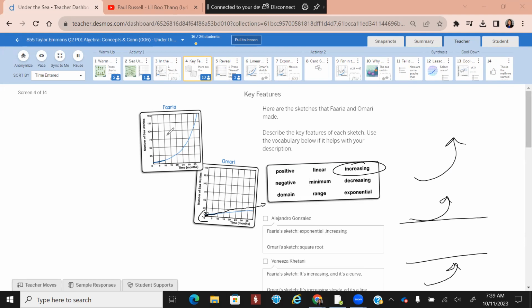With domain, wouldn't they be the same? It will cover the same amount of time. But what about range? This range would probably escalate higher at a faster rate, right? Okay.